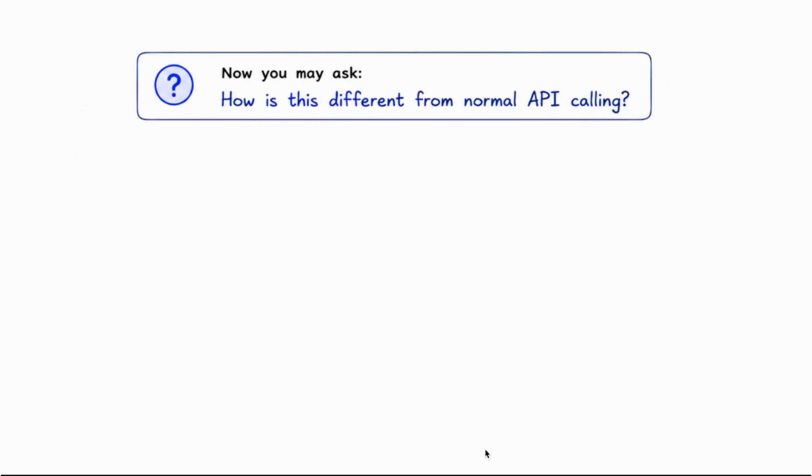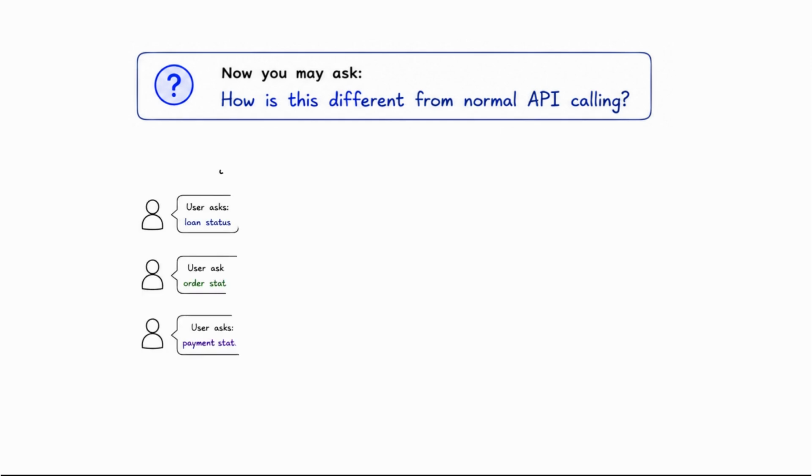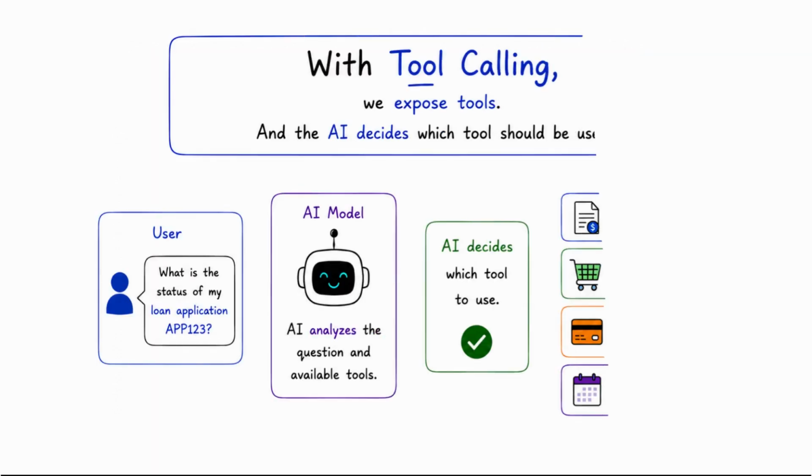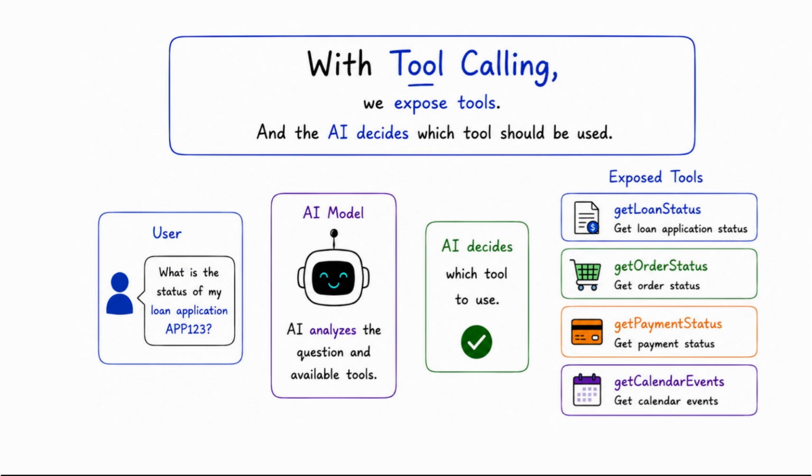Now you may ask, how is this different from normal API calling? In traditional applications, developers write conditions or rules in the application, like if user asks loan status, call loan API. If user asks order status, call order API. Everything is written in code with conditions. With tool calling, we expose tools and the AI decides which tool should be used. That is the big difference.